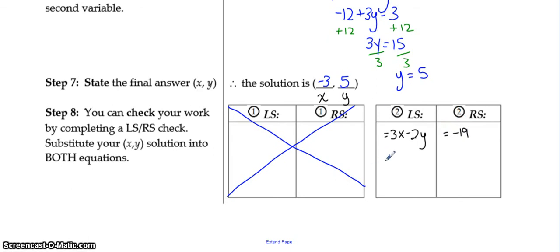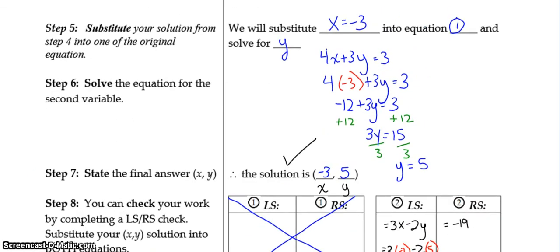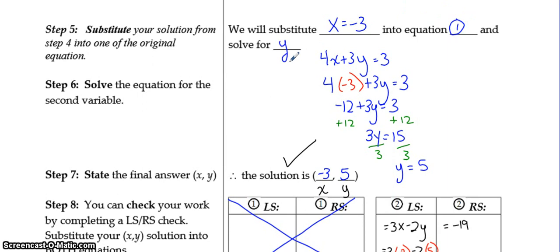So to substitute our values in, x was equal to negative 3 and y was equal to 5, and that gives you negative 9 minus 10, which is negative 19. So left side equals right side. So our point of intersection, or our solution, is correct. So just remember, if you used equation 1 to solve for y, then you only need to check your answer in the other equation, which is equation 2.